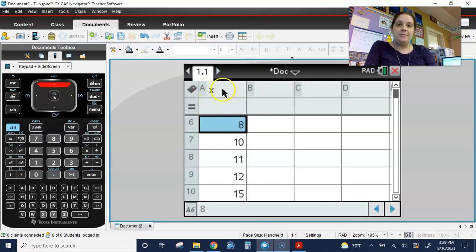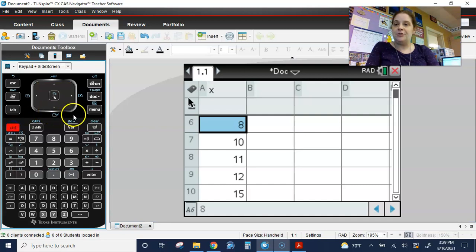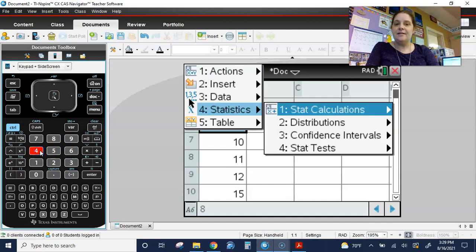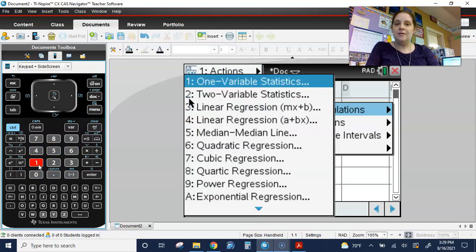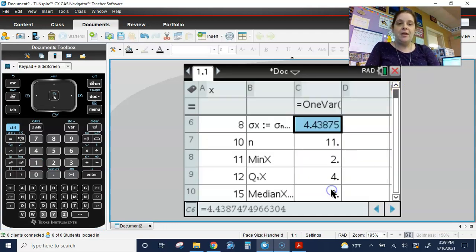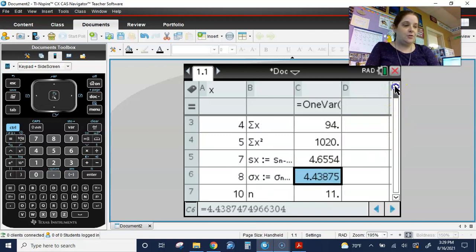All right, so what I want to do, and make sure you have a variable up here. You always want that variable. I'm going to go menu, statistics, stat calculations, and one variable statistics. We only have one list. I'm going to select that variable X from the drop-down menu. And from this, I'm going to get all kinds of good information.